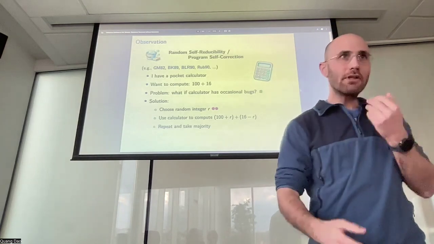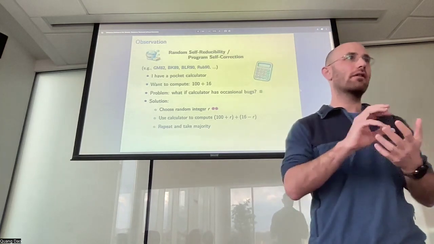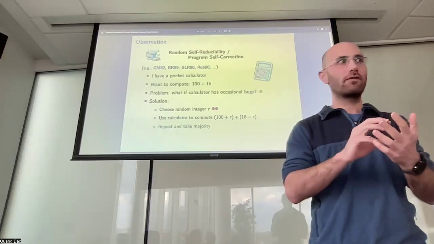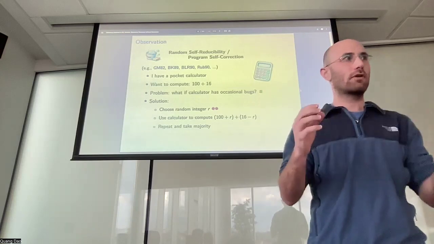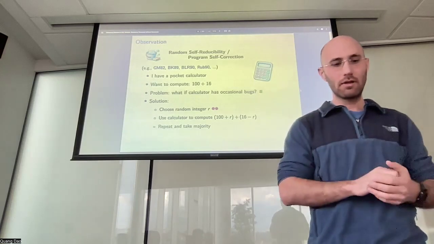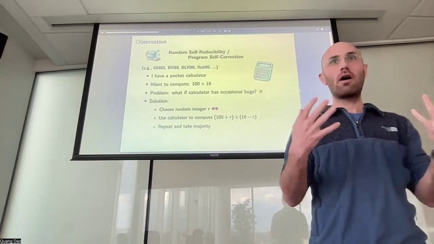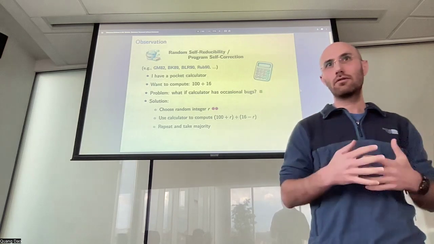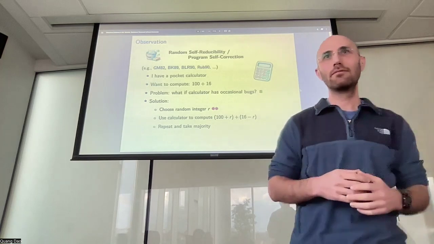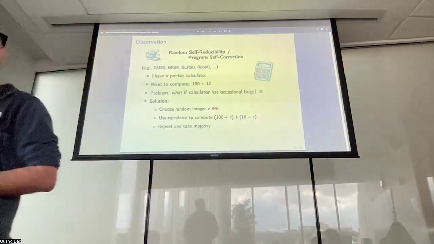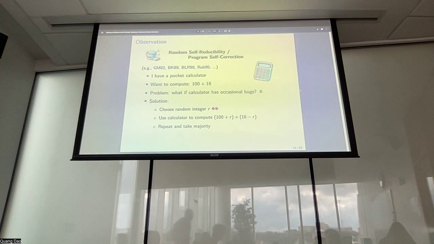So what happens is that most of the time, even if the calculator has a bug on a small percentage of the calculations, if I repeat this a bunch of times, most of those times I should get the right answer. And then if I take the most common answer that I got, that would be the correct answer with exponentially high probability. You still have to compute 100 plus r.